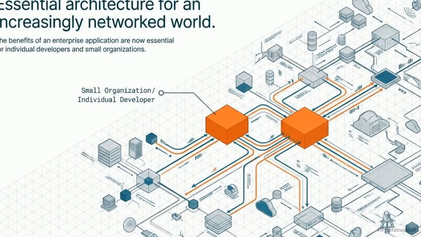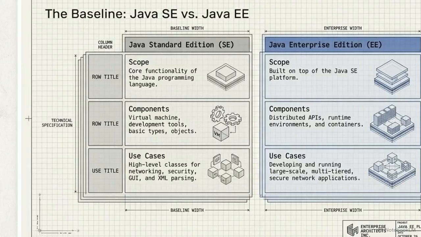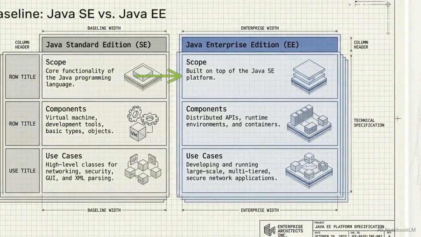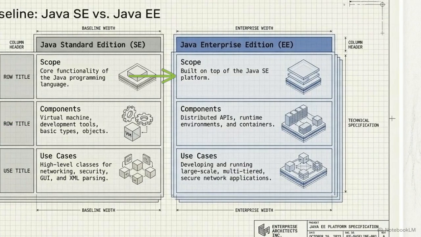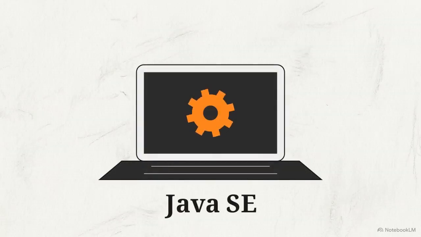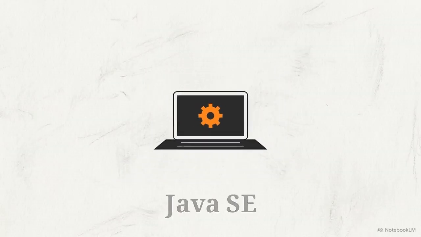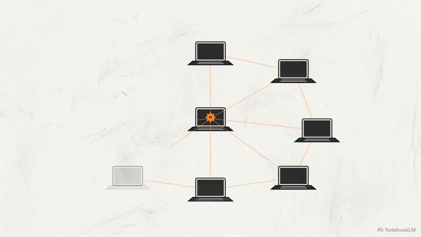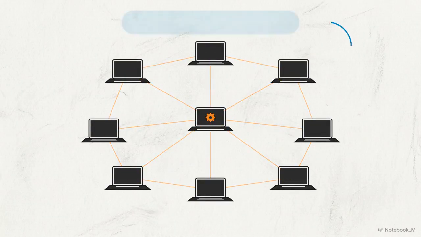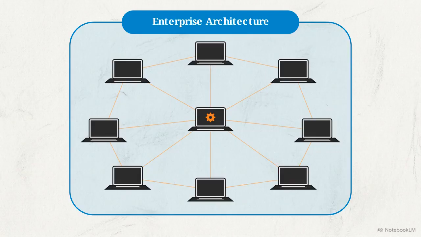to function. Java Standard Edition provides the core programming language and virtual machine for executing code on a single device. Java Enterprise Edition builds on top of SE, supplying the distributed APIs and runtime containers strictly required to develop large-scale network applications. While Java SE handles the internal mechanics of a single device, Java EE exists to manage the orchestration required when that logic is distributed across a global network.